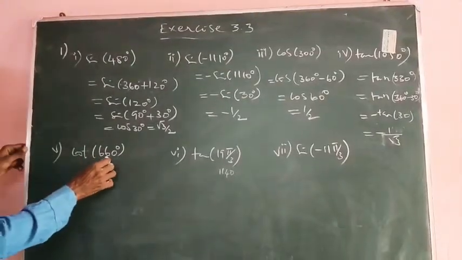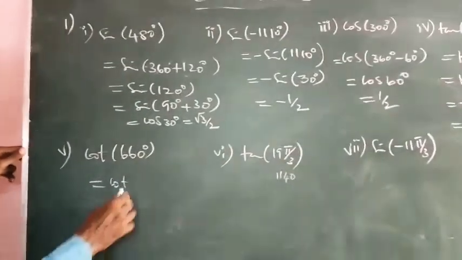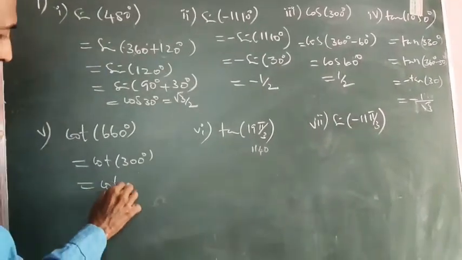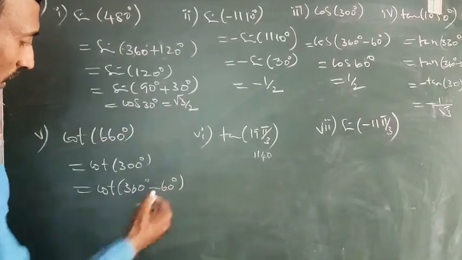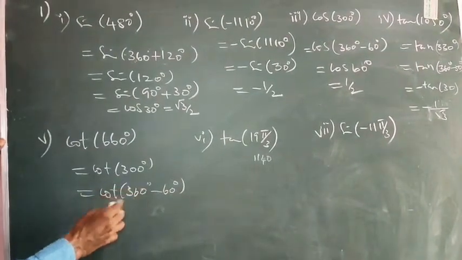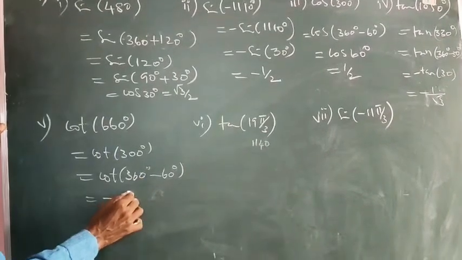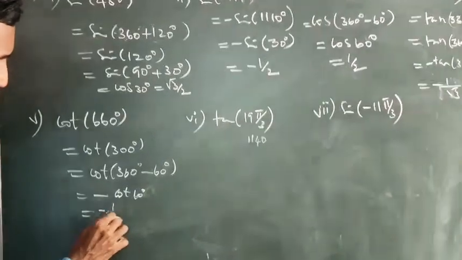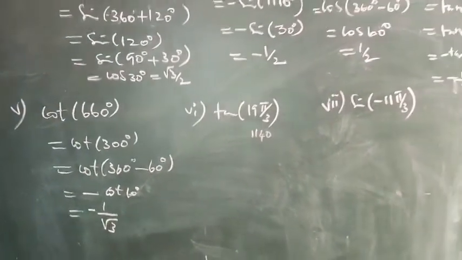So cot 660, as per the information, just leave 360, remaining 300. Again it can be written as cot of 360 minus 60. In the fourth quadrant, cot is negative. So cot 60 is 1 by root 3, so we are getting minus 1 by root 3.